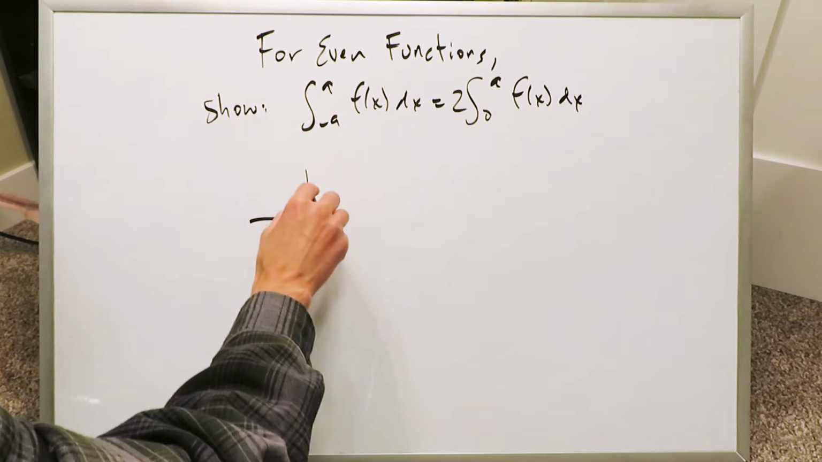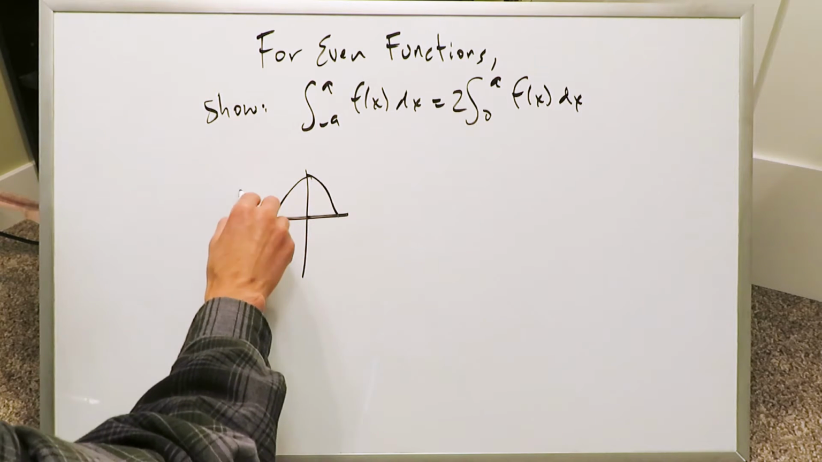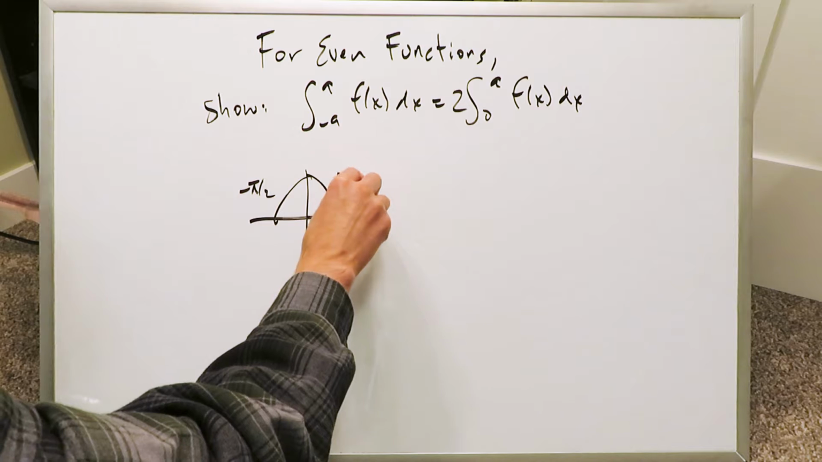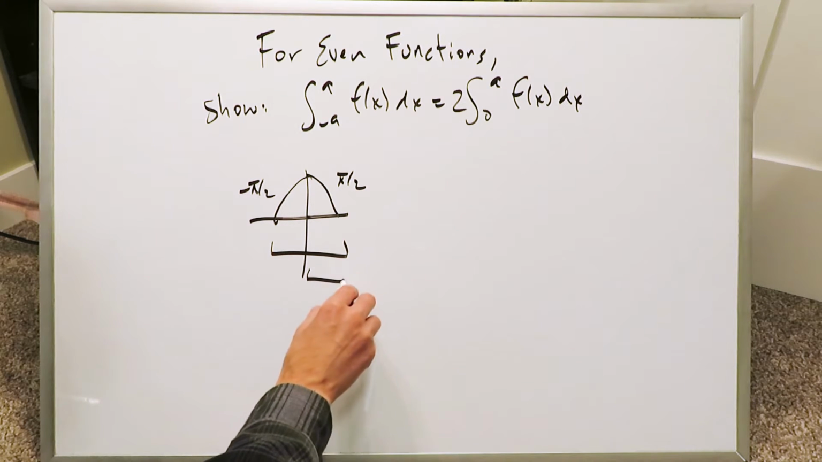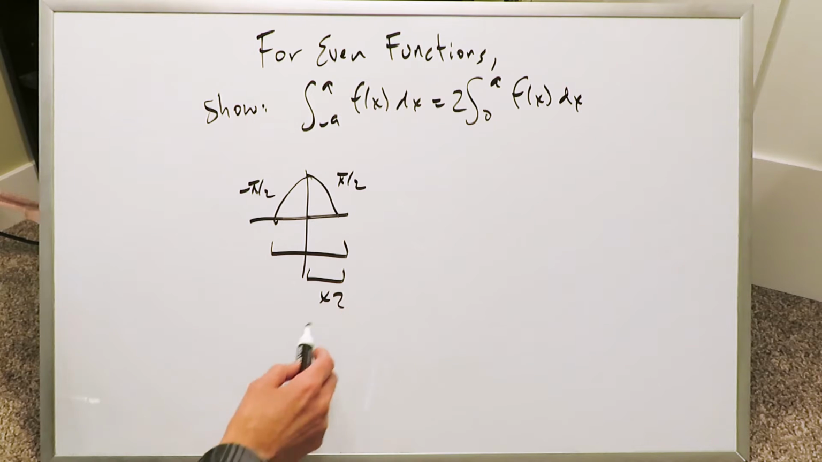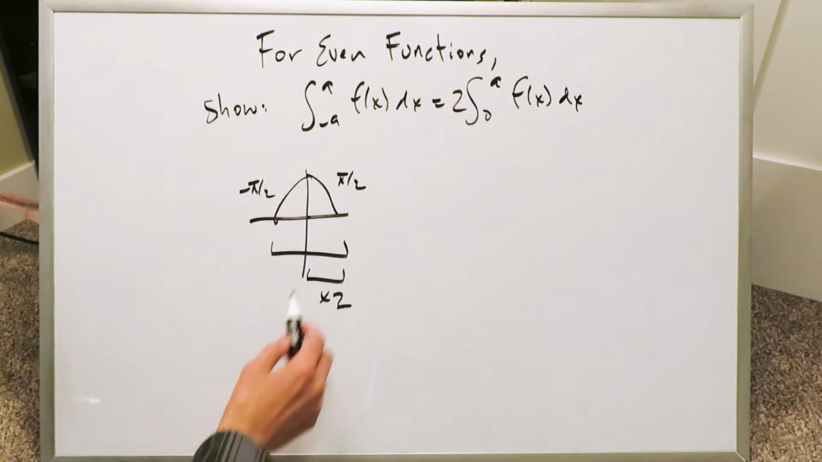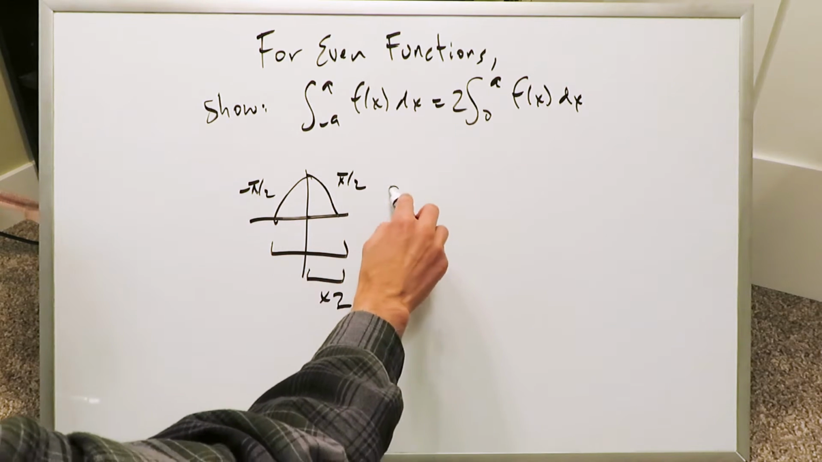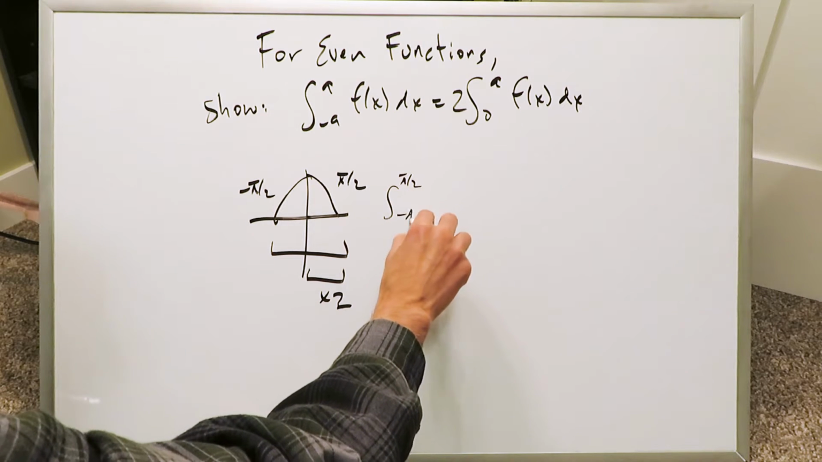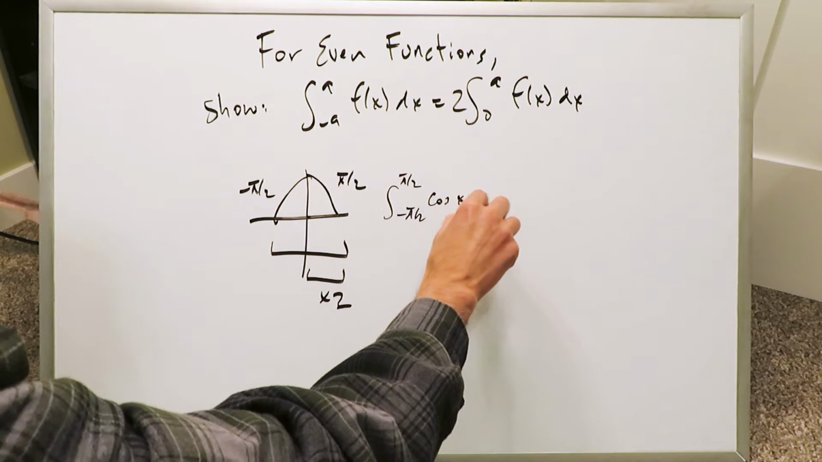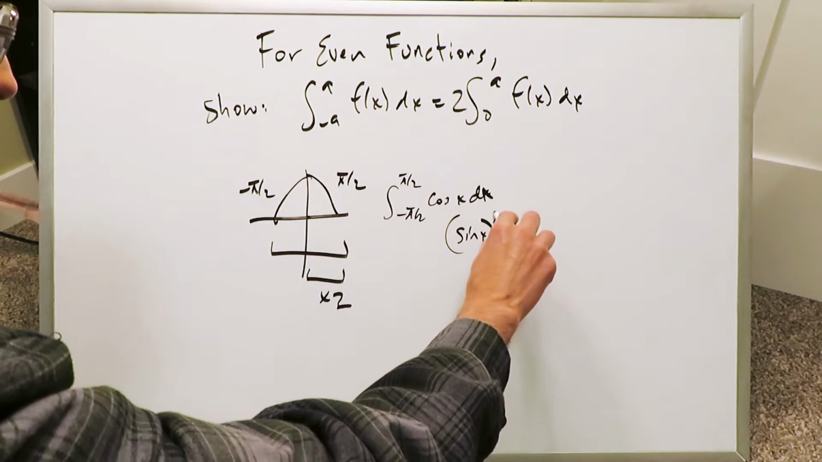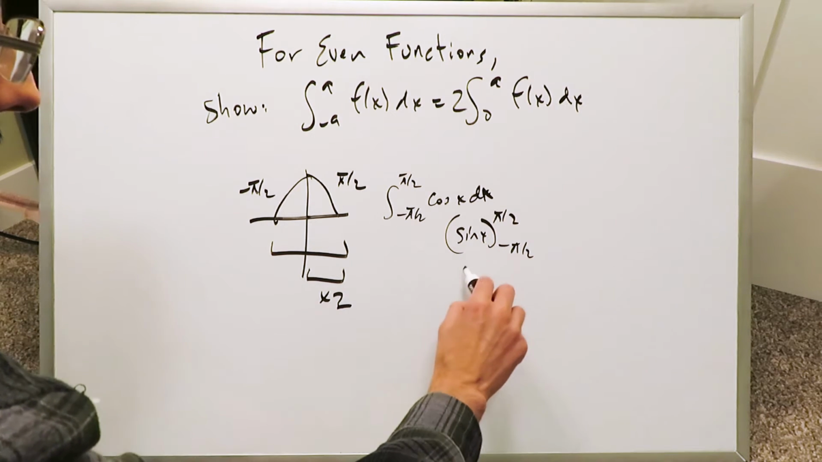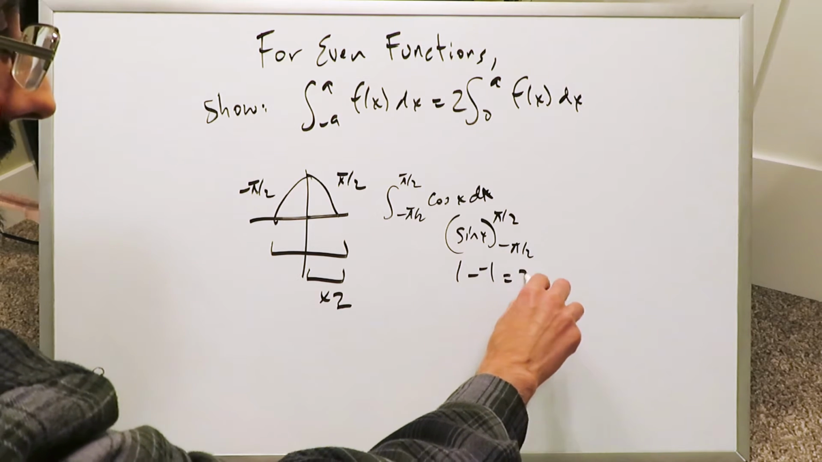If you had an even function such as cosine x from minus pi over 2 to pi over 2, if you did the area determination from this entire interval, or you did it from 0 to pi over 2 and multiplied by 2, in both instances they're equal. If you do it for the longer interval, from minus pi over 2 to pi over 2 of cosine x dx, you have the antiderivative sine x, and then evaluating pi over 2 and minus pi over 2, you'll have 1 minus minus 1, which is a 2.